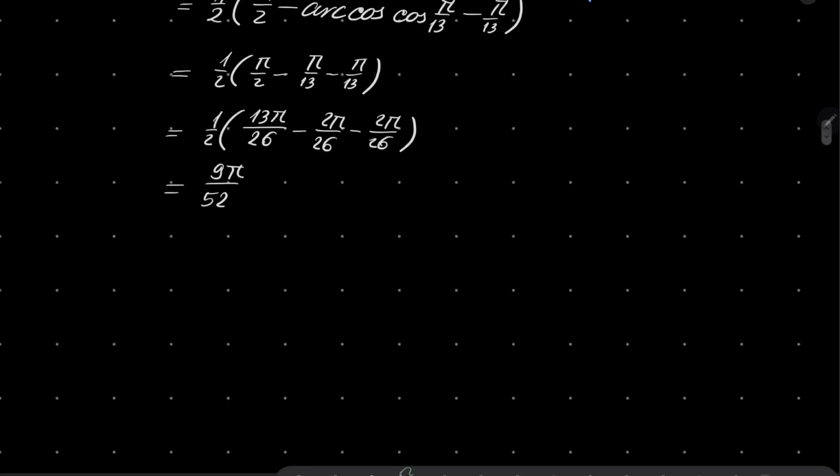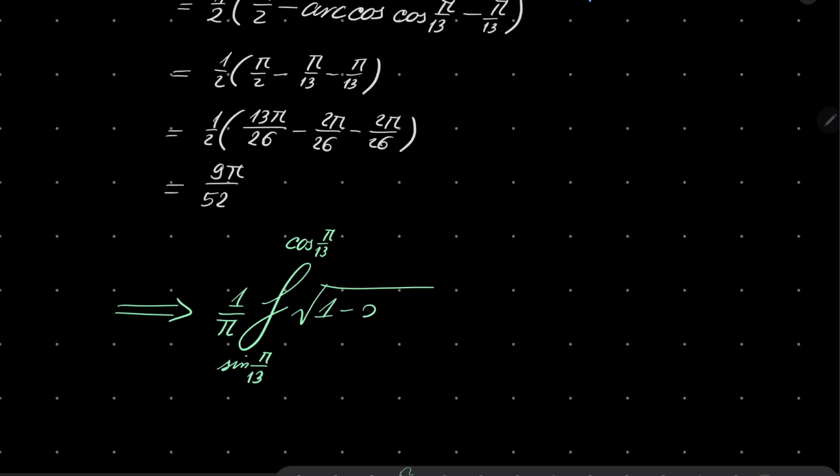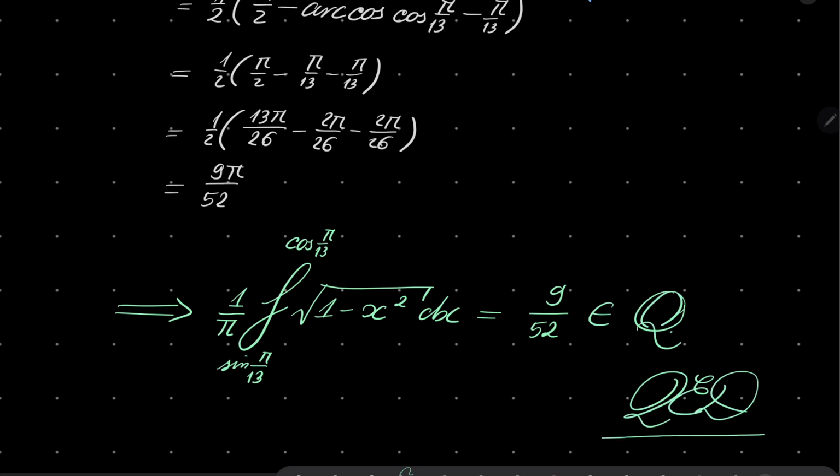Which means that 1 over pi times our integral is 9 over 52, which is clearly a rational number, which actually closes this proof. It is a rational number. We have the exact result.